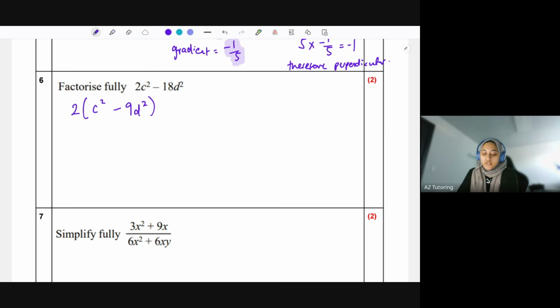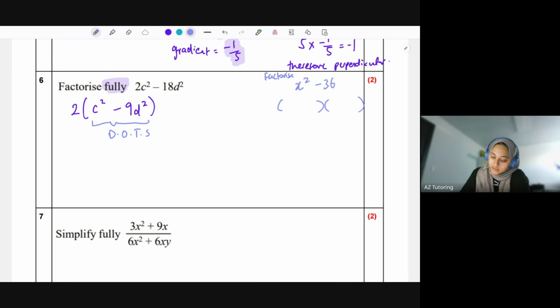But we've not finished there. The question says factorize fully. I can still factorize this further. What they want you to recognize is that this here is a difference of 2 squares. The rule with difference of 2 squares, I'm just going to do a simple one. Imagine I had x squared minus 36 and they said factorize. The way you factorize this is you get 2 brackets. Because there's a minus sign here, that shows it's a difference. So this rule doesn't work if it's a plus.